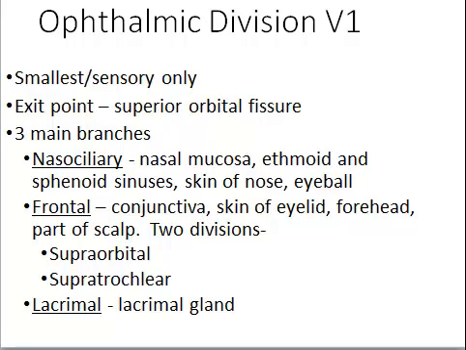So the ophthalmic division, V1, this is what this Camtasia will be talking about. It's the smallest division of the trigeminal nerve, sensory only, coming out of that superior orbital fissure. It has three main branches: the nasociliary, the frontal, and the lacrimal. Now, the nasociliary innervates our nasal mucosa, our ethmoid and sphenoid sinuses, the skin of our nose, and our eyeball.